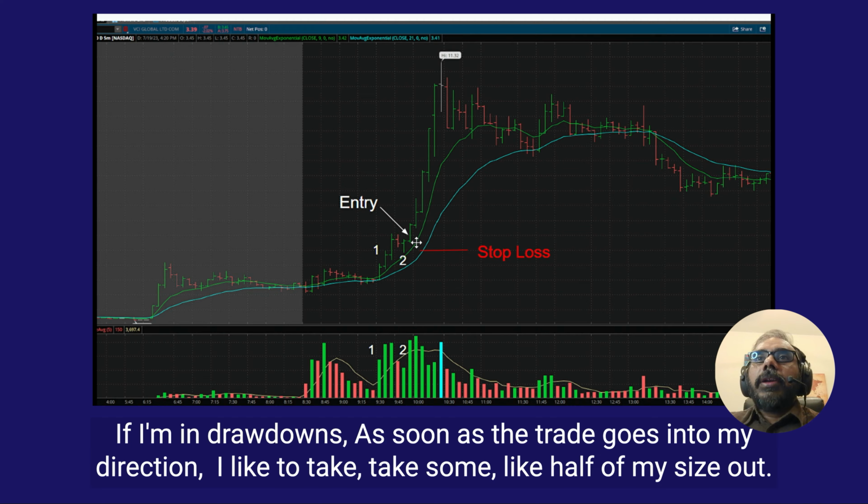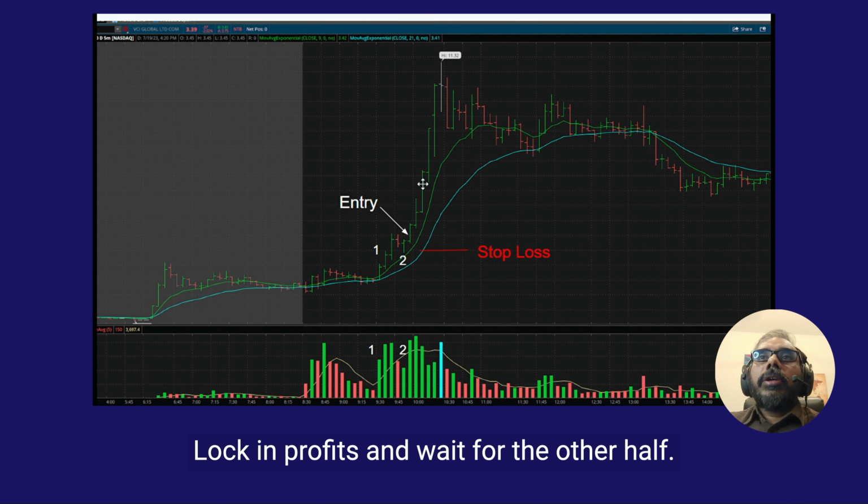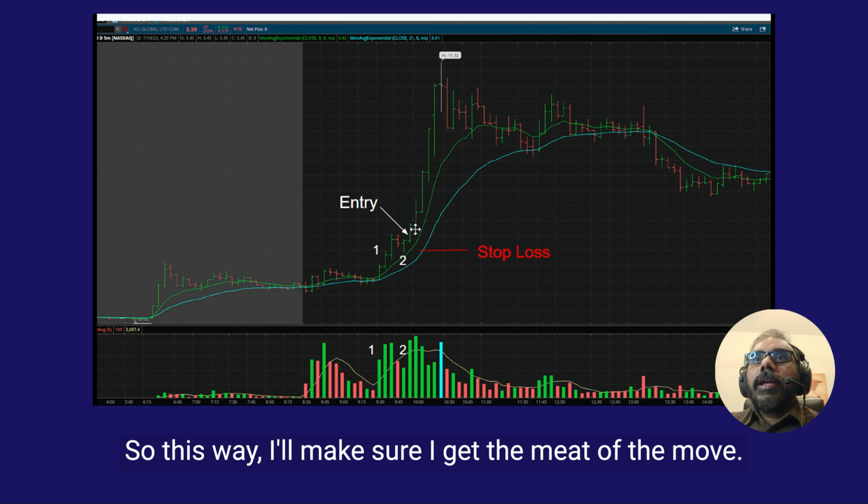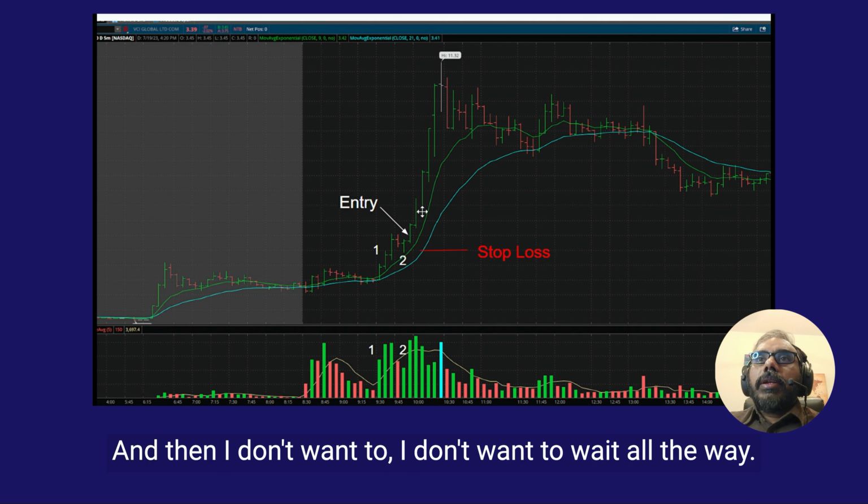If I'm in drawdowns, as soon as the trade goes in my direction, I'd like to take half of my size out, lock in profits, and wait for the other half. Either I'll trail my stop for the other half, or I will peel into strength again if it goes up again. So this way, I'll make sure I get the meat of the move.